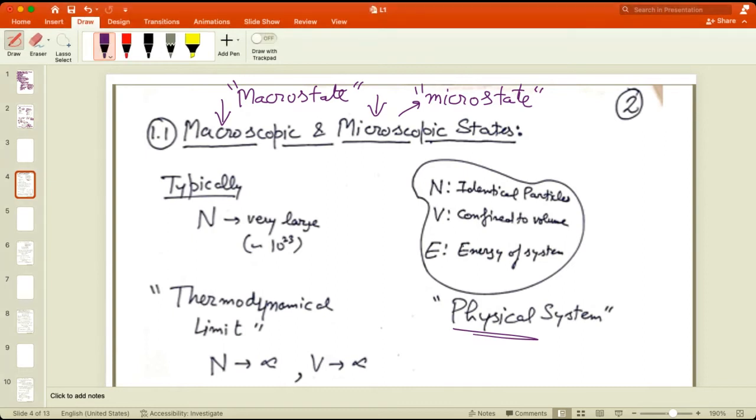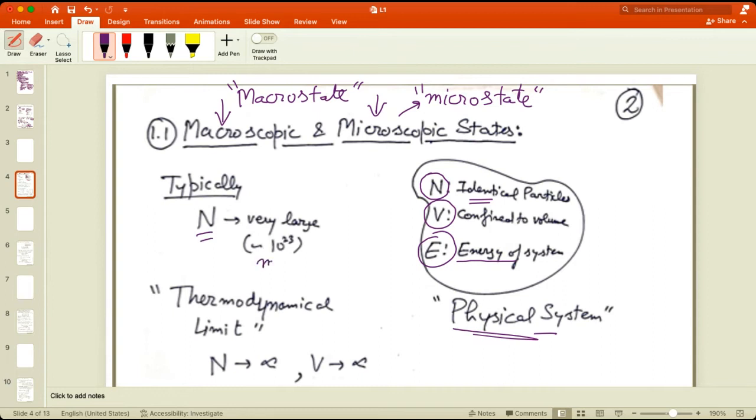Okay, so I was saying, I'm going to consider a physical system, and let the total number of particles in the system be n. The important term here is identical particles. So I'm having n identical particles which are confined to a certain volume V, and the total energy of the system I'm representing by E, right?